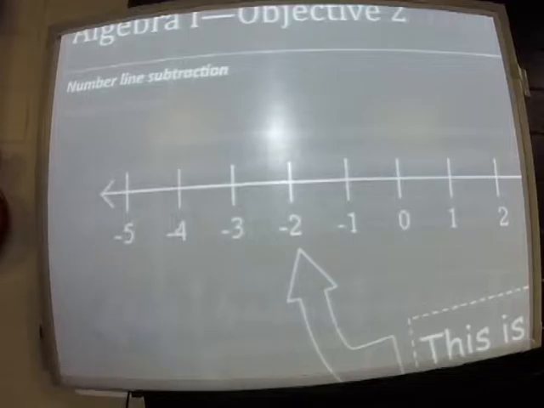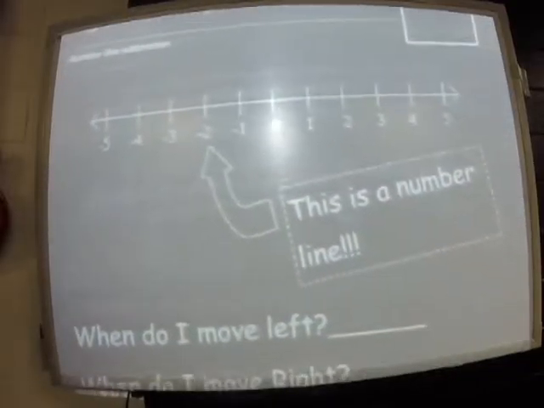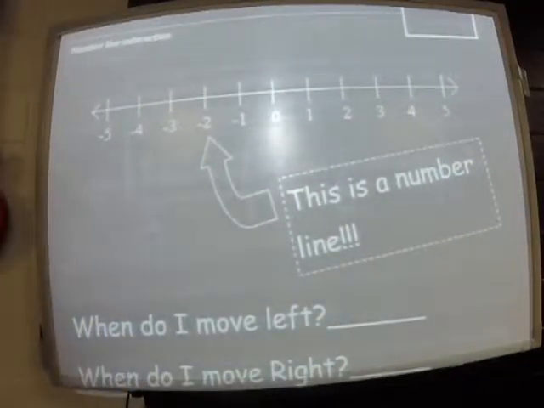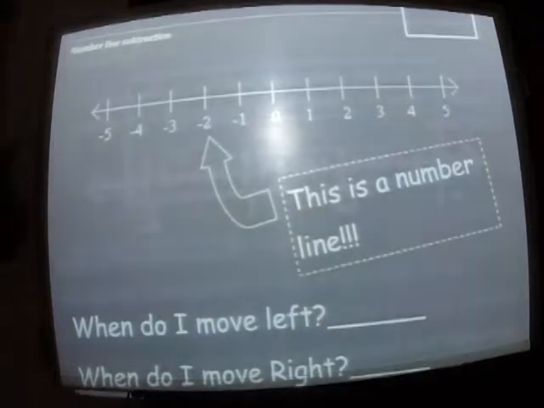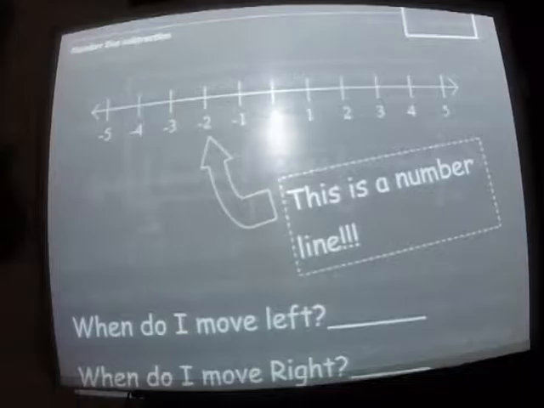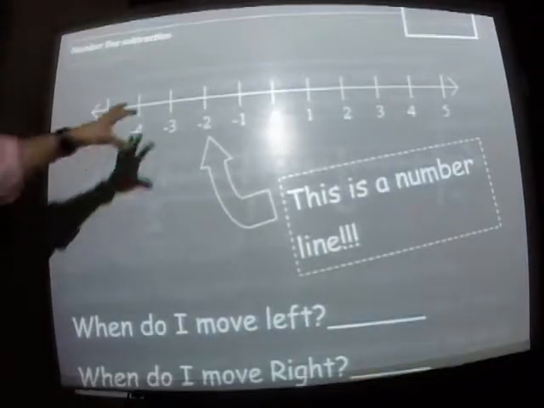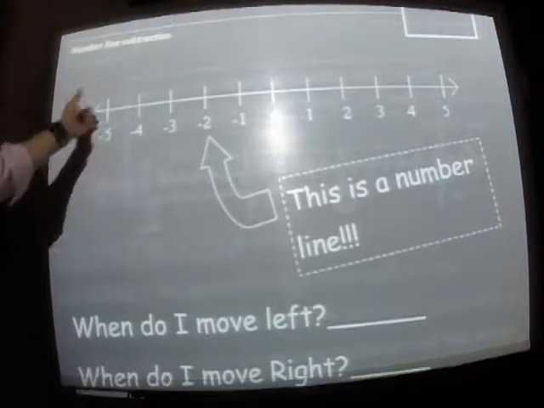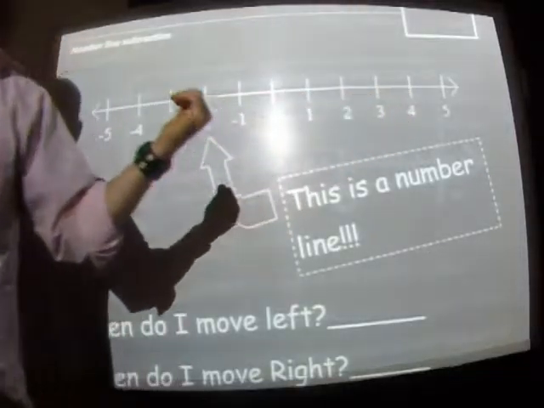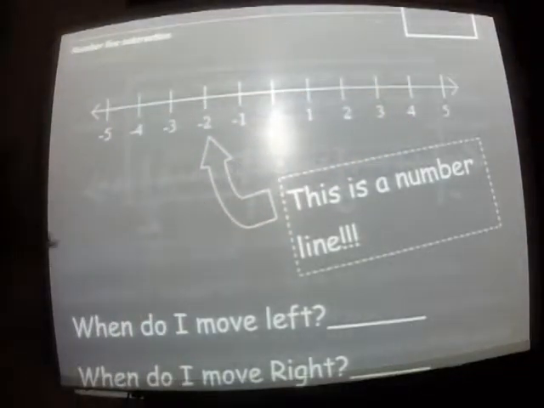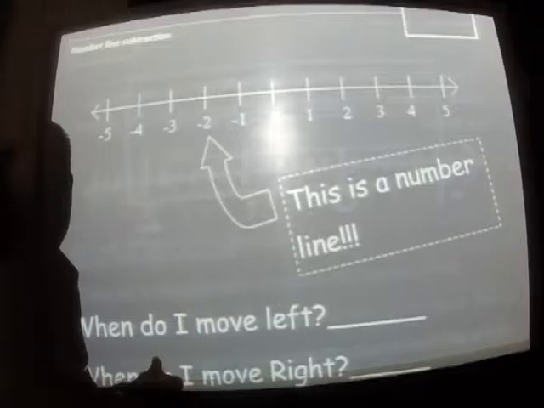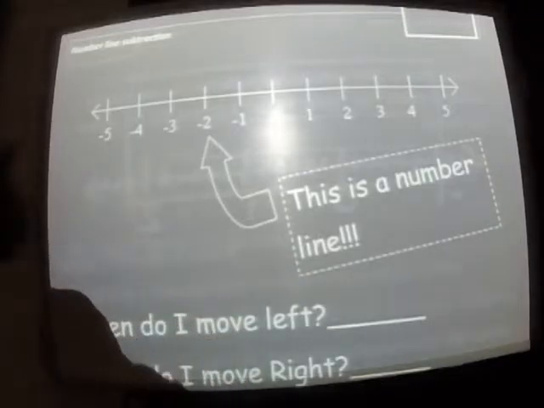Now, in big letters here, I've got a picture of the number line, and it says, this is a number line. You've seen it before? Middle school, you've seen some number lines? Well, here's the deal. It's a line with numbers under it. Now, what we're going to do is, with addition and subtraction, you're supposed to start at some of these numbers, and then you move left or right.